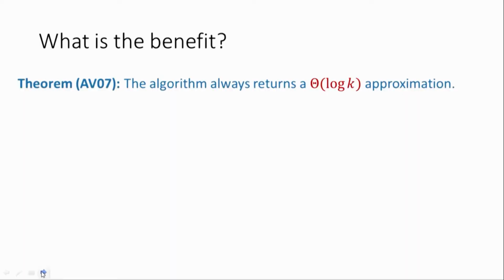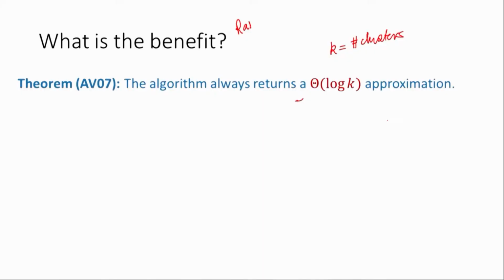So what is the benefit? Here is a clear benefit. I'm writing this as a theorem, then we'll explain what it means. The algorithm returns a log k approximation. Remember what k is? K is the number of clusters. So what does it mean that it returns a log k approximation?